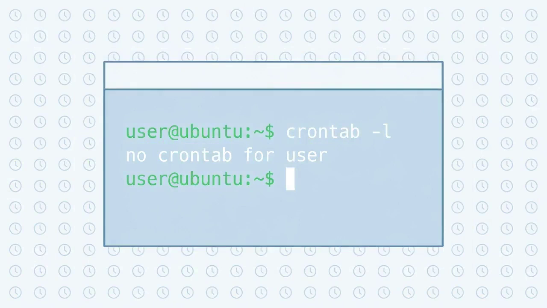crontab -l lists every scheduled job for the current user. If the user has no crontab installed, the command prints no crontab for user, which is itself a valid and common result. This tells us whether scheduled tasks exist that we might want to correlate with log entries later.